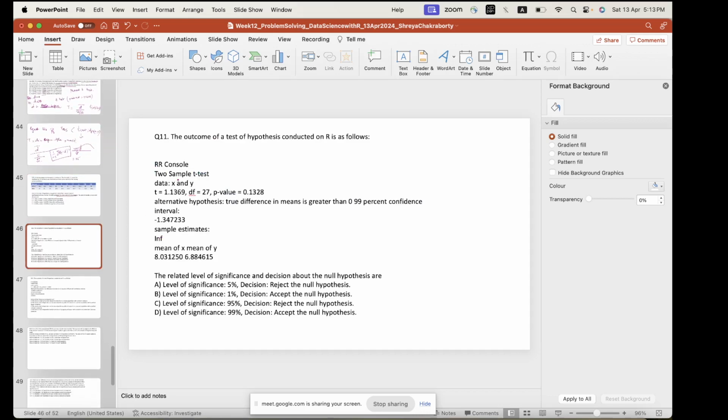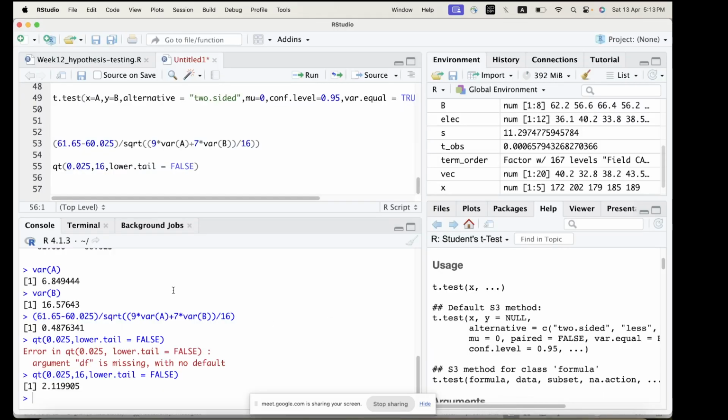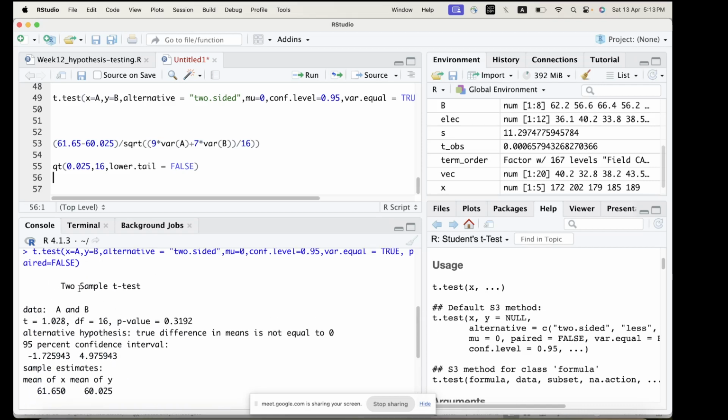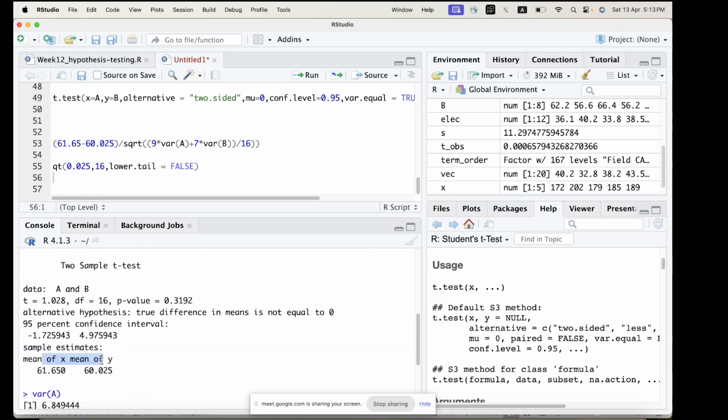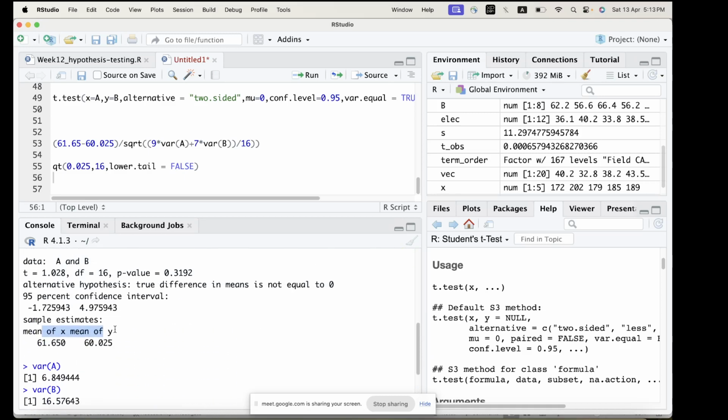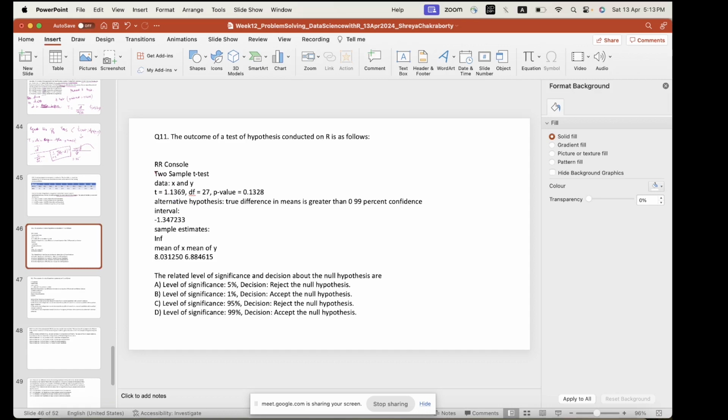So I showed you how the R console looks in case of a t-test. Here you would have the value of the test statistic, the df, p-value, confidence intervals also they give, and the sample estimates, for a 2 sample t-test and for a 1 sample t-test. So let's say this is your output. Then related level of significance and the decision about the null hypothesis are as follows. True difference in mean greater than 0, 99% confidence.